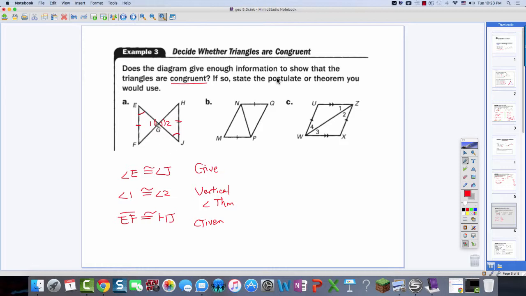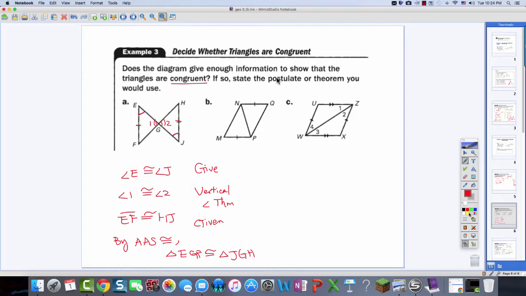And so do I have AAS or ASA? Let's see. I go from here, AAS. So by the AAS congruence theorem, you can write it this way. Triangle, again, be careful. You can go from 1, 2 to 0. So E, G, F is congruent to triangle. I went from E, so I have to go from J, G, H.